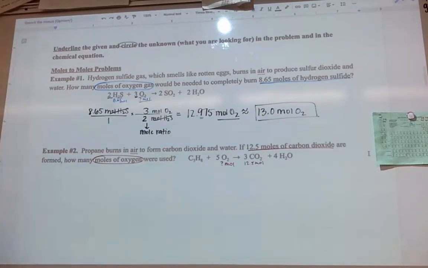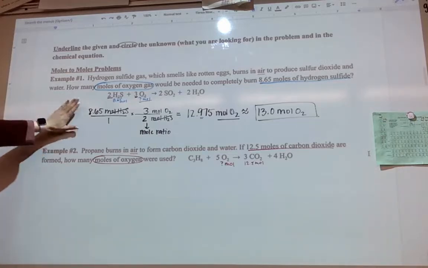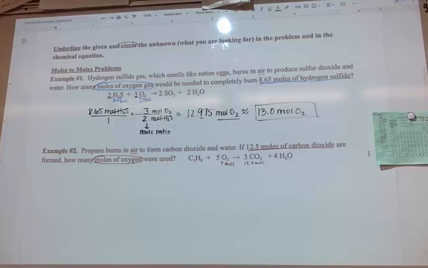All right, talk to each other as you're setting it up. See if you're getting the same thing. But use example 1 here as a guide. It's going to be a very similar example.